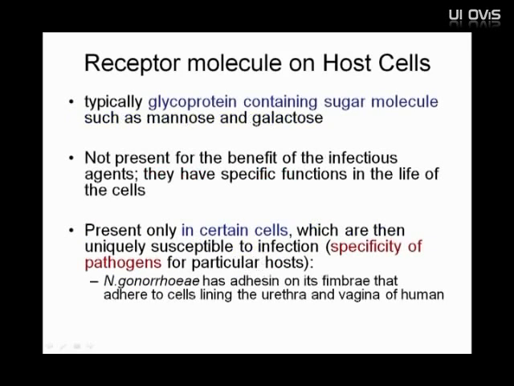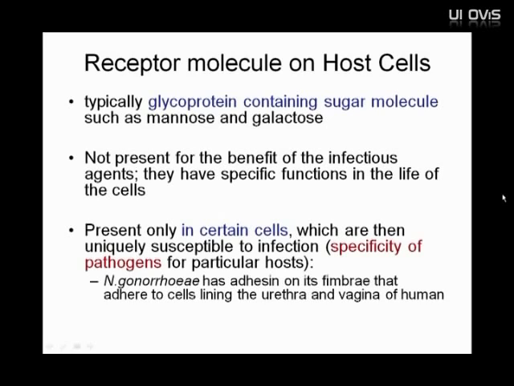Where do the microbes attach to the host cells? We know that there are some receptor molecules on host cells, and these receptor molecules are typically glycoproteins containing sugar molecules such as mannose and galactose. These receptor molecules are present not for the benefit of the infectious agents, but they have specific functions in the life of the cells.